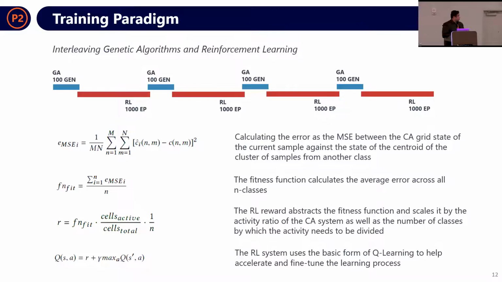To talk about the training paradigm, this is how I did it. It's 100 generations of genetic algorithms, followed by reinforcement learning for 1,000 epochs or episodes. We do this combination because the genetic algorithms are really good at finding a wide search space and escaping from local minima. And the reinforcement learning is exceptionally good at fine-tuning and finding the really, really specific and optimized parameters for the kernels.